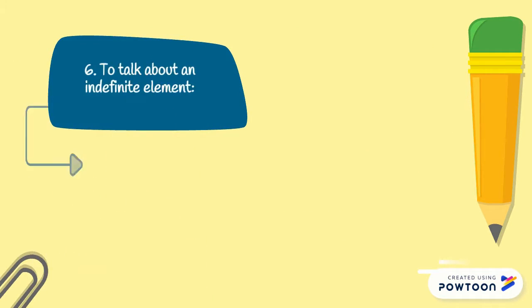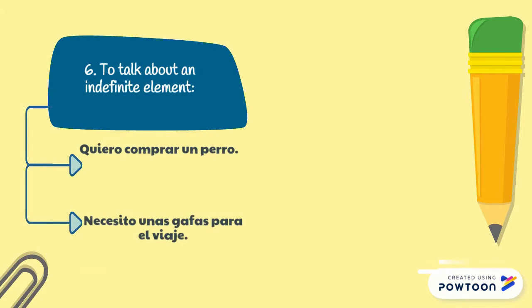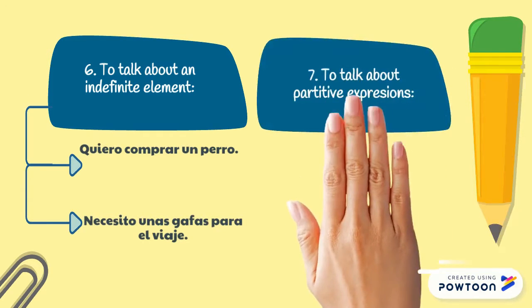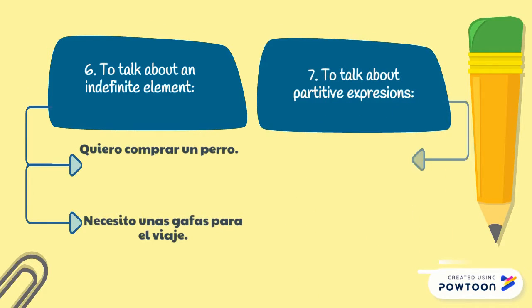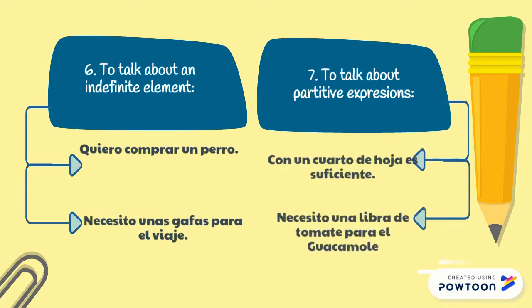To talk about an indefinite element. For example, quiero comprar un perro. Necesito unas gafas para el viaje. Also, to talk about partitive expressions. For example, con un cuarto de hoja es suficiente. Necesito una libra de tomate para el guacamole.